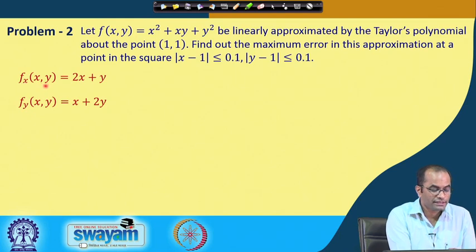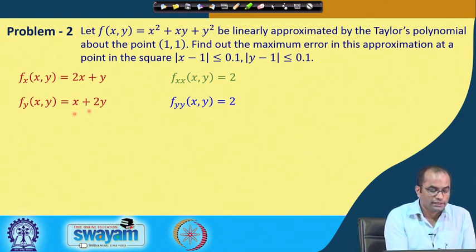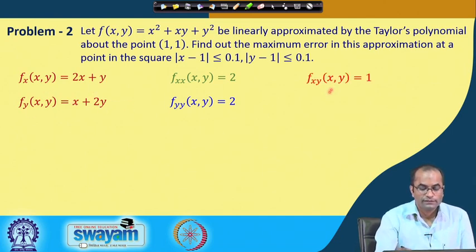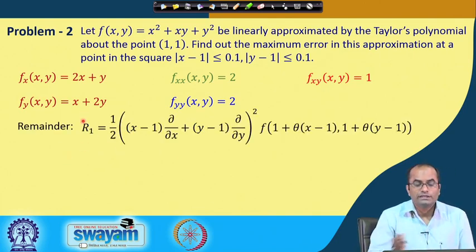So, we have f_xx, as we can compute from here, the partial derivative of this f with respect to x, this will be 2x + y, and f_y will be x + 2y, again the second order terms. So, here it will be just 2, and with respect to y it will again be 2, with the mixed term we will have 1, and then the remainder, which is written after this linear term. So, the quadratic term will be the remainder.